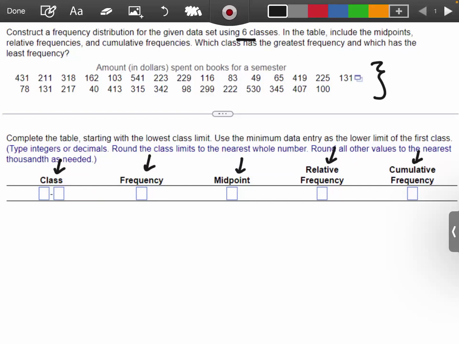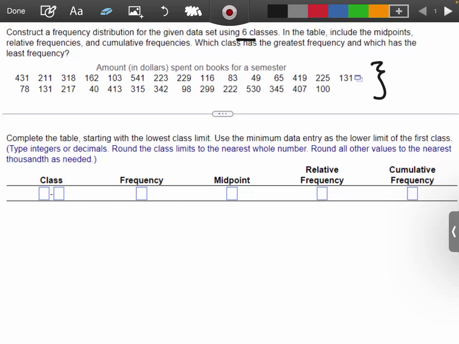Just to be clear, some of these items are looking at the counts or frequencies, and some of them are looking at the labels of the groups. So midpoint and class are different ways of describing the group itself, not how many there are in each group, but just the group itself. There is also a third way called class boundaries. This first group here, those are called class limits, but there are also class boundaries.